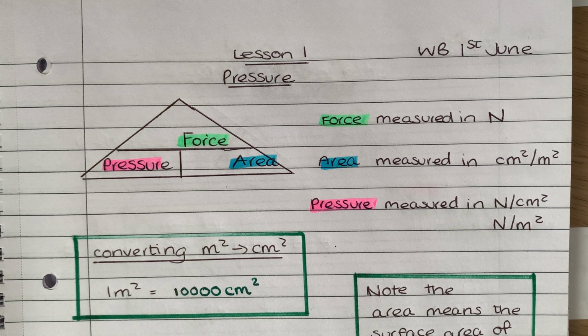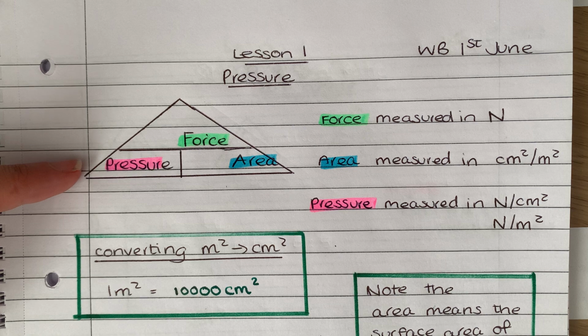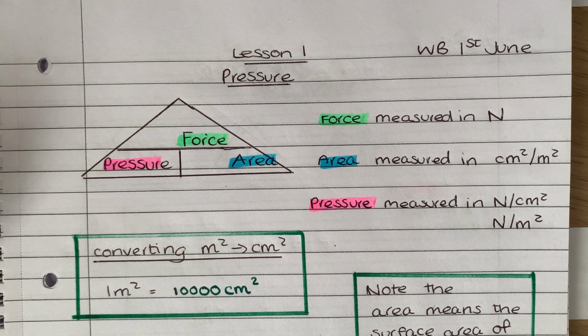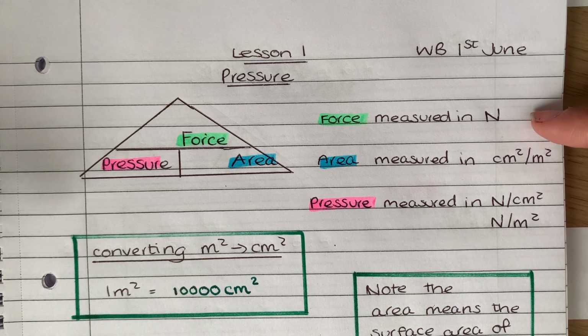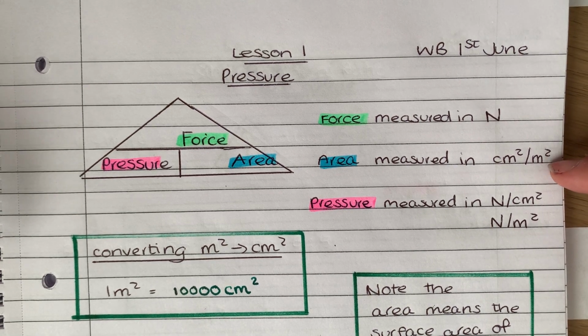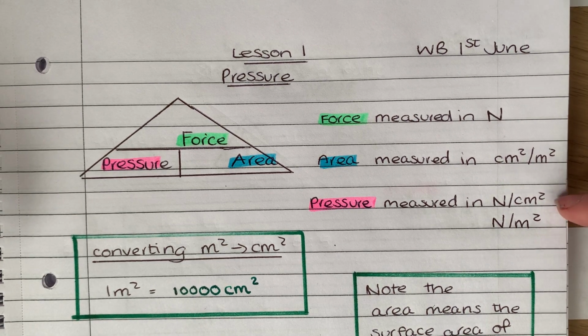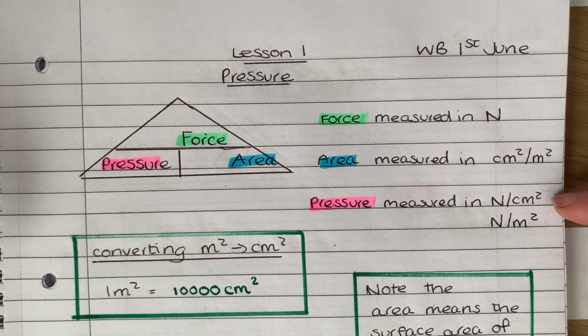Okay, so first of all you need to know the formula for pressure. So pressure is force over area. So force is measured in newtons, area is measured in centimetre squared or metre squared, and pressure is therefore measured in newtons per centimetre squared or newtons per metre squared.